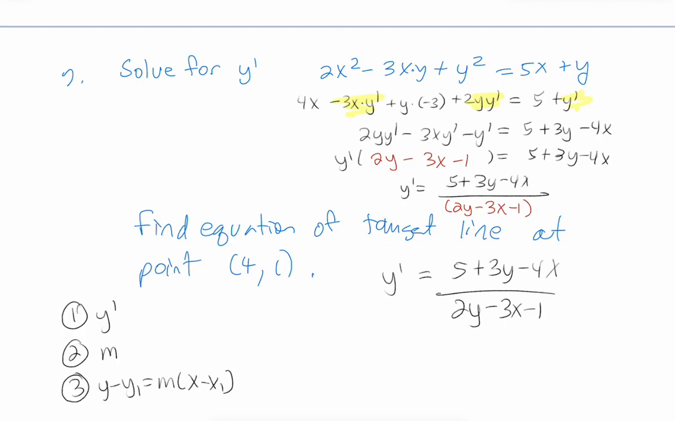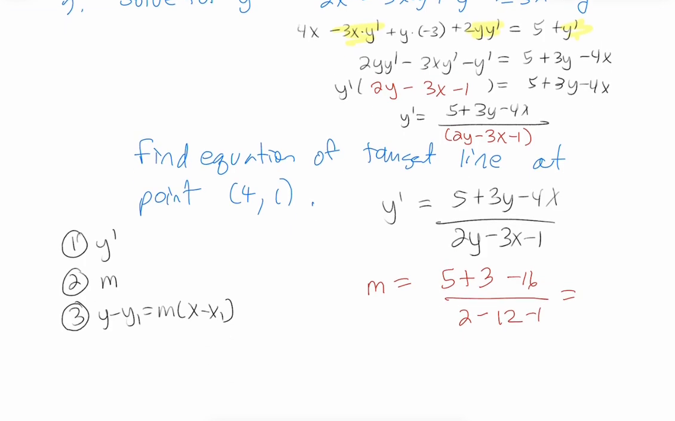So we've already done the work in number 7 to find y prime. The only thing left now is to find the actual slope. Wherever you see x, we're going to put a 4. Wherever you see y, you're going to put a 1. So on top, that's going to be 5 plus 3 minus 16. On the bottom, that's going to be 2 minus 12 minus 1.